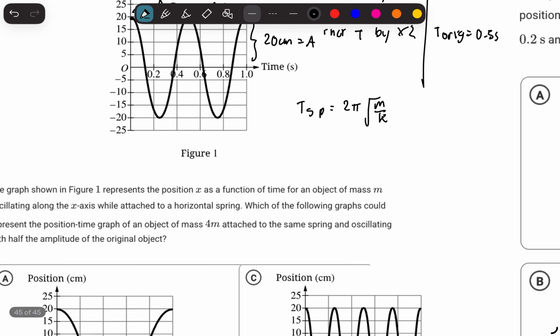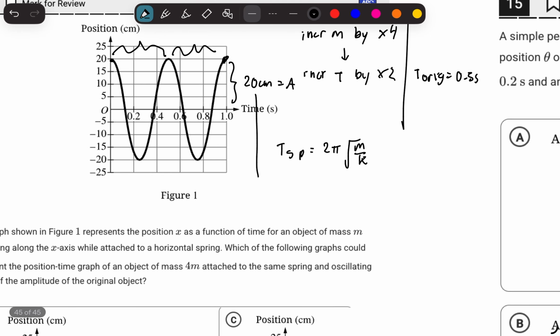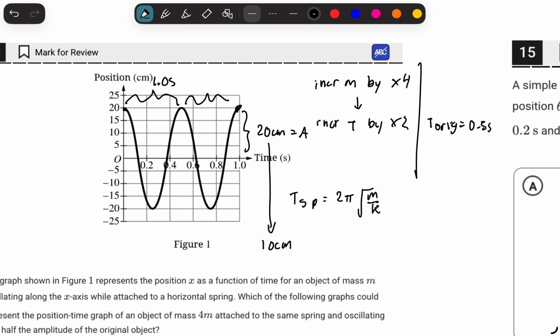And what we want to know is if it's halved. So that means 20 centimeters was the original, and then it's going to go to 10 centimeters. And here we can see that it was 1 second. That's going to go to 0.5 seconds. So these are going to be your updated values. And how do we get this again? So let's do this a little bit more.